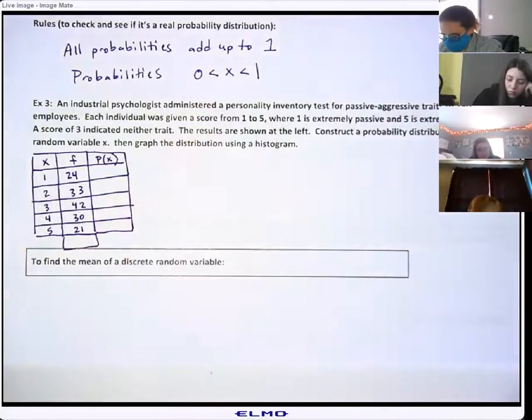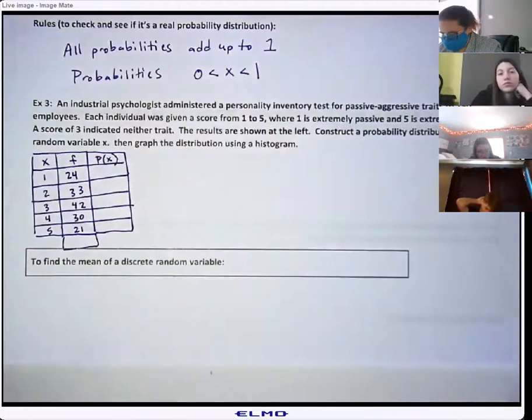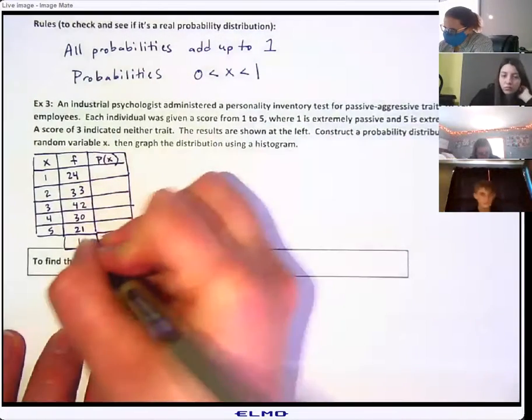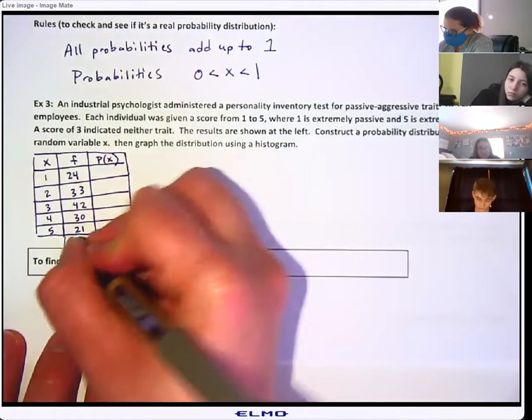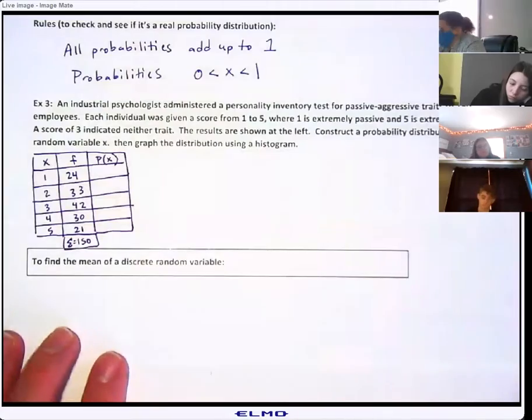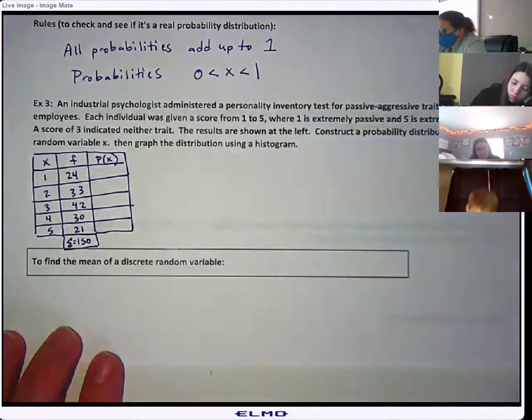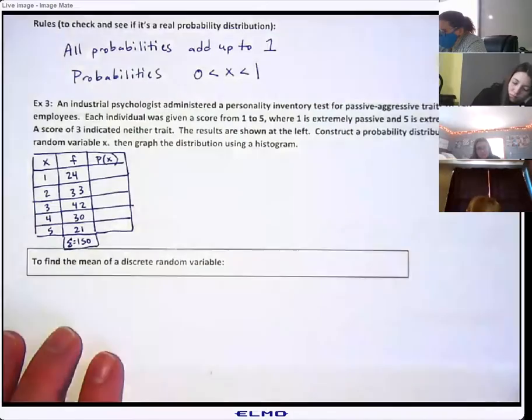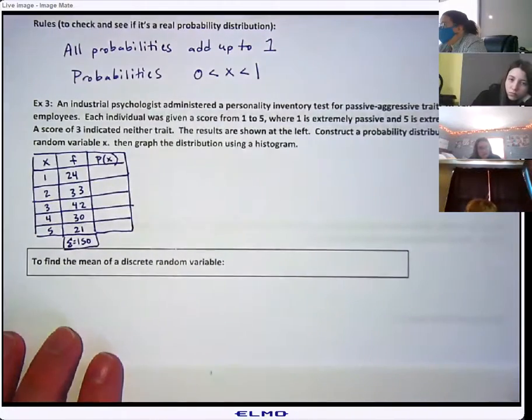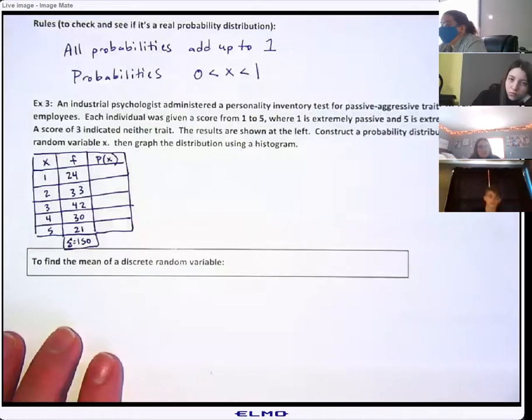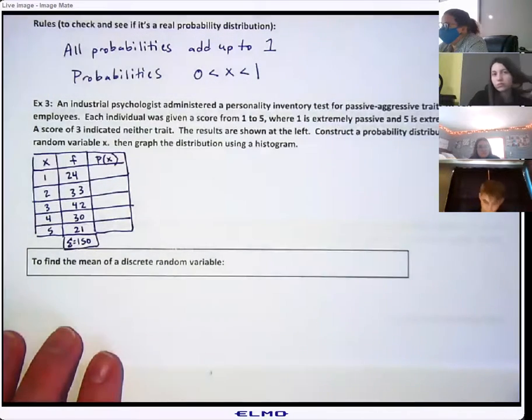Let's check really quick. Yeah, so those add up to 150. And it says that 1 means that you're extremely passive and 5 means you're extremely aggressive, and a score of 3 means neither. What do you guys think you are? Would you think you'd be extremely passive, aggressive, a little bit passive, a little bit aggressive, or neither?